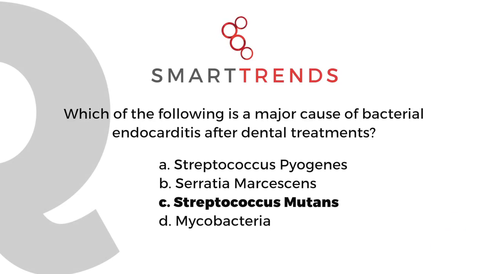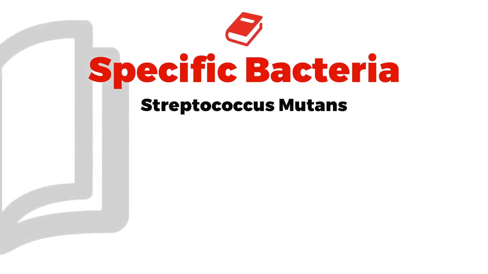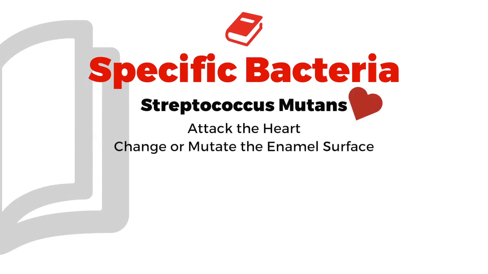So to remind you that this is really common in terms of causing problems in the heart after dental treatments, I put a big heart around this one. I think opportunistic, so it's mutant, okay? It's gonna attack the heart, it's opportunistic, and it's also going to change or mutate the enamel surface. So I would think of those two things. I would remember enamel with this one, with this mutant. It's gonna change the enamel. I'd also remember it has the potential to change the heart, okay? That's two big things I would pay attention to.